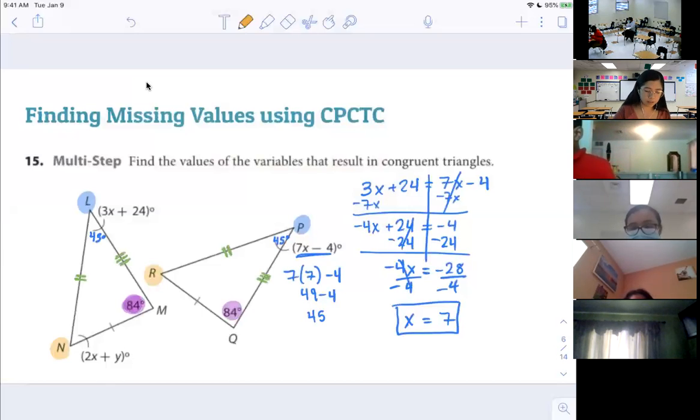51. Good, 51. So now I know the measure of all the angles, and how can I use that now to solve for y?